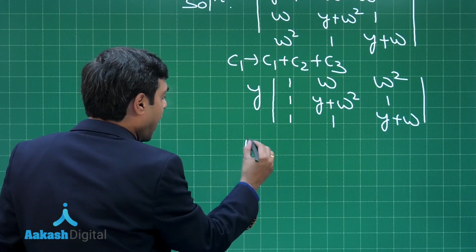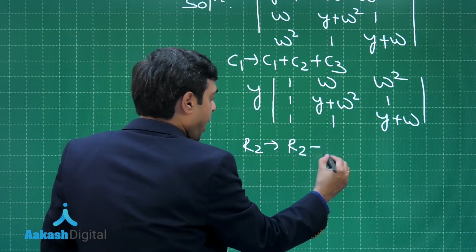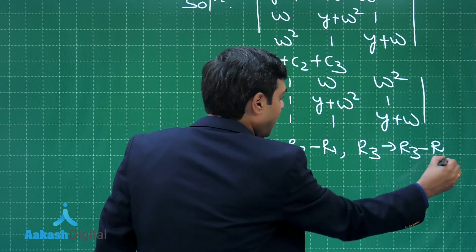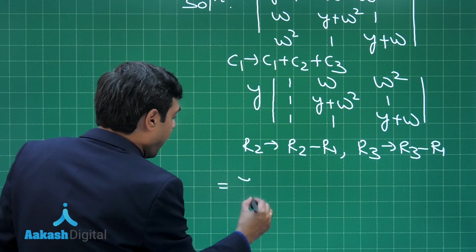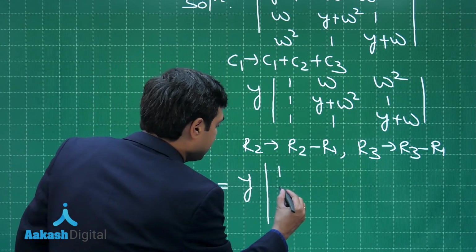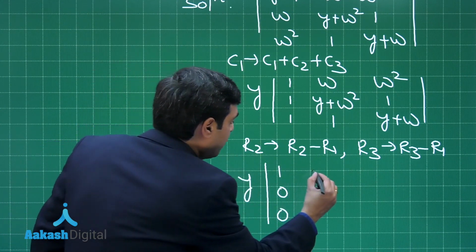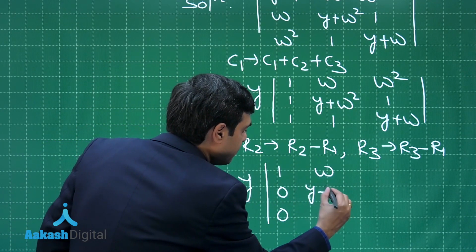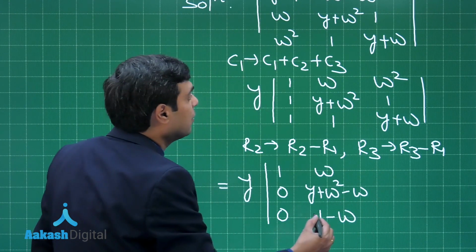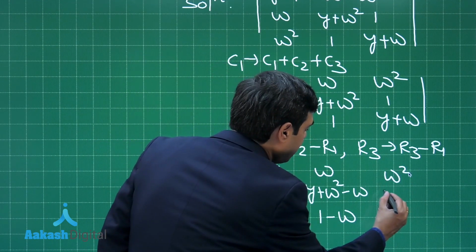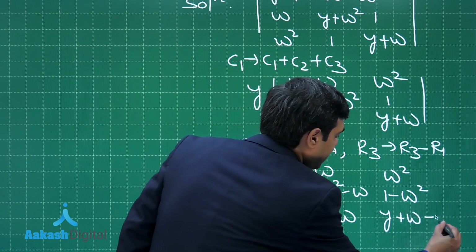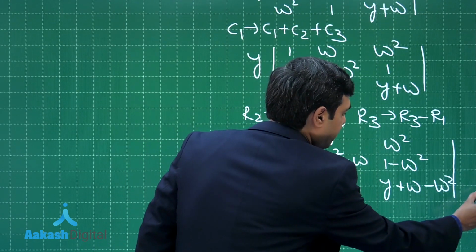Okay, now applying R2 replaced with R2 − R1 and R3 replaced with R3 − R1, we get y multiplied with the determinant with rows (1, 0, 0), (0, y + ω² − ω, 1 − ω), (0, ω² − 1... 1 − ω², y + ω − ω²). So this is what we are getting here.